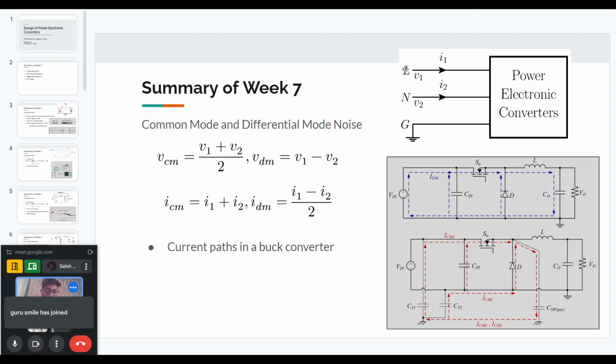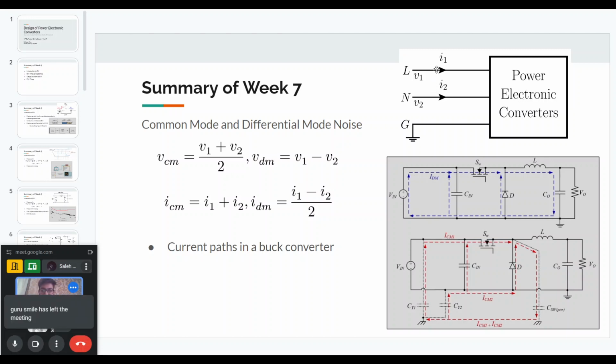Similarly, the line conductor will have some other voltage V1 with respect to ground, and there will be some currents through these. Here the currents that are going into the power electronic converter are defined as positive. So I1 is the current going into the converter in the live line, and in the neutral line the current going into the converter is defined as I2.